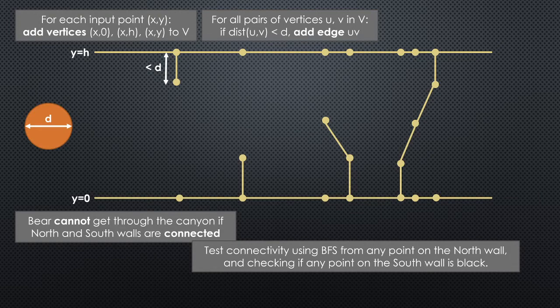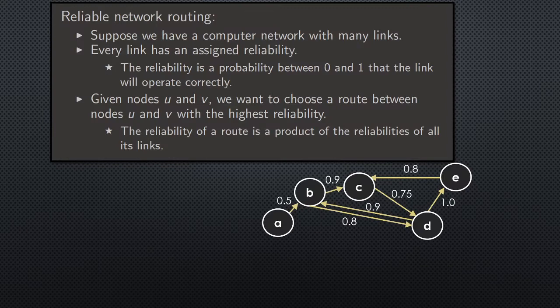So if that's not true, if some node in the bottom is white at the end of our BFS, then we know that the bear can get through. And if all the nodes in the bottom are black, then we know that the bear can't get through. Okay? All right, so let me show one more problem.